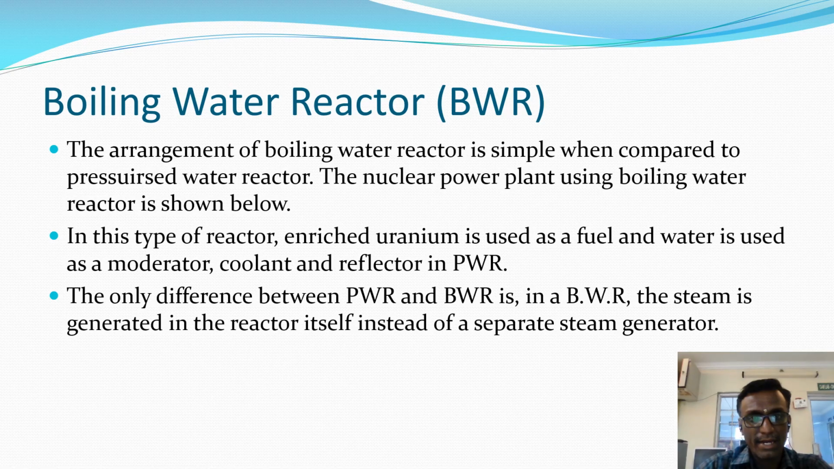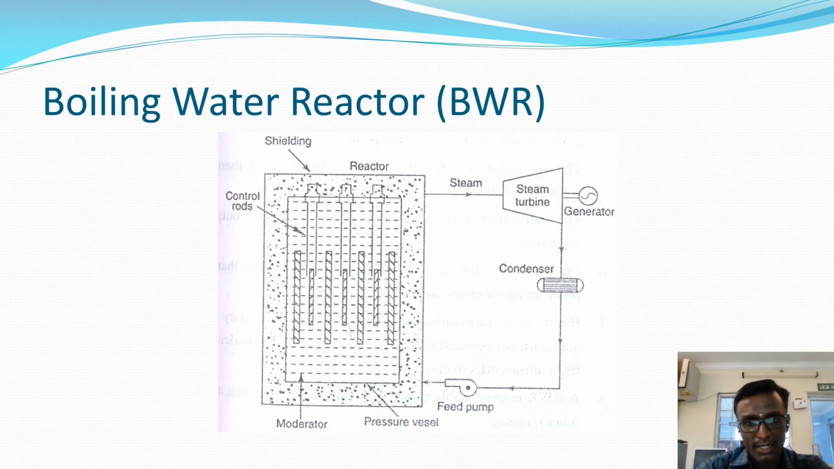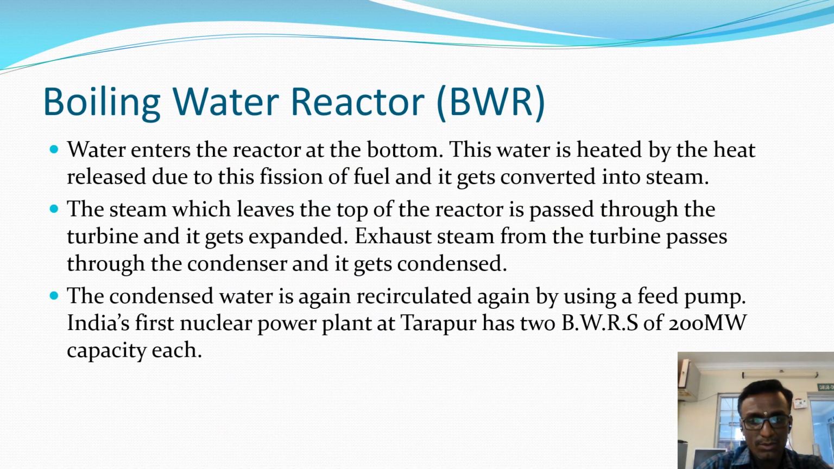So the basic kinds of reactors that we can see are the boiling water reactor and the pressurized water reactor. In the boiling water reactor, you can see the reactor core followed by the steam turbine, condenser, and heat pump. The boiling water reactor uses normal water as a moderator, and it can also be used to control the chain process of the nuclear reaction.